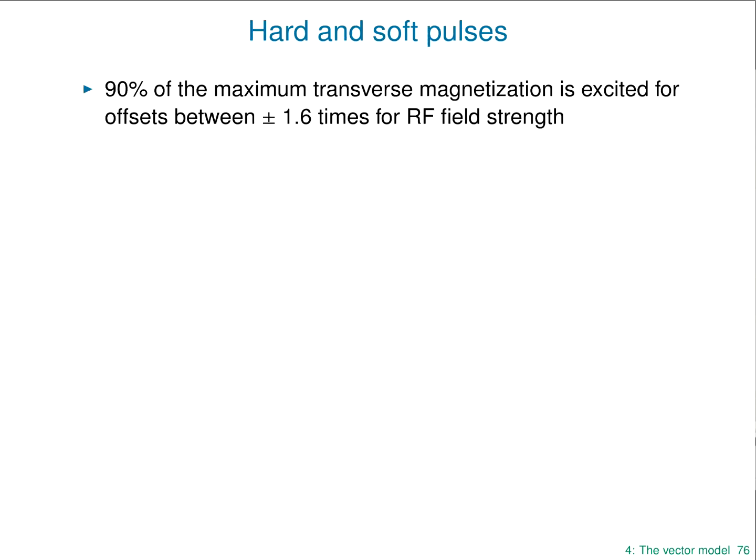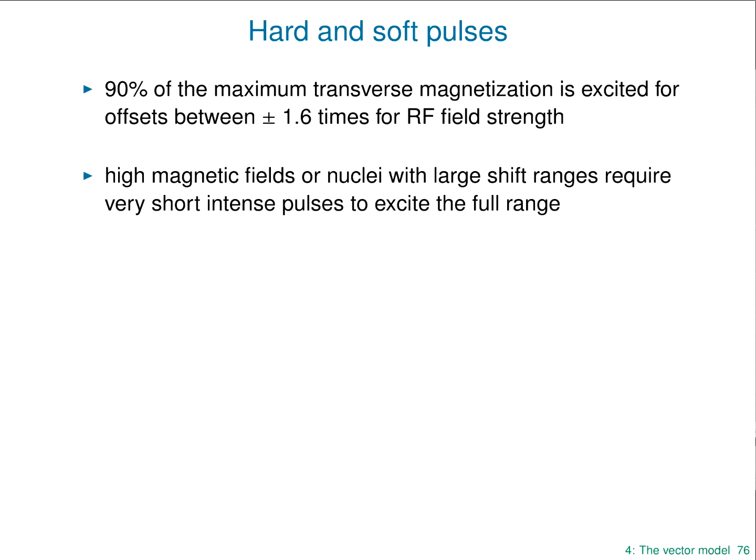So we can just finish up by contrasting hard and soft pulses. You can work out relatively easily that if you want to excite 90% or more of the magnetization, you need to have offsets only between about 1.6 times the field strength. So that's actually a rather narrow range. Outside that, the magnetization drops off very quickly. And what that means is that if you've got a very wide range of frequencies that you want to excite, for example, a nucleus with a very large shift range on a high field spectrometer, you'll need a very intense omega-1 field, and that means short pulses.